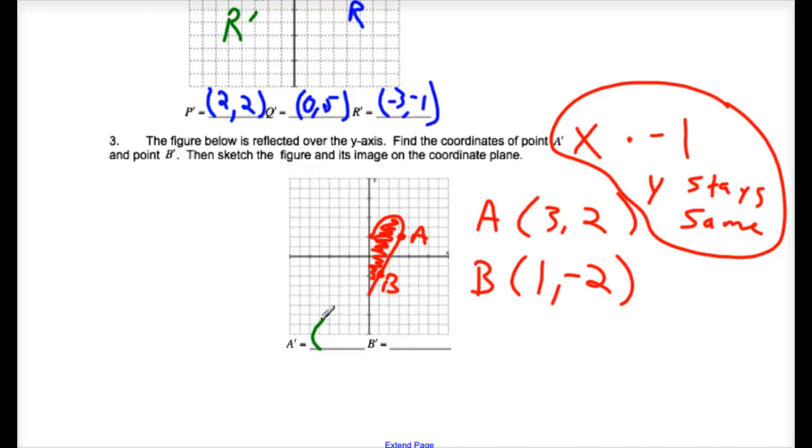Gracie McGuire, what's the coordinates of A prime? Perfect. -3, 2. And Shannon Hopkins, what's the coordinates of B prime? -1, -2. All right, finish off your heart now, people. There's A prime at -3, 2. And B prime is at -1, -2.